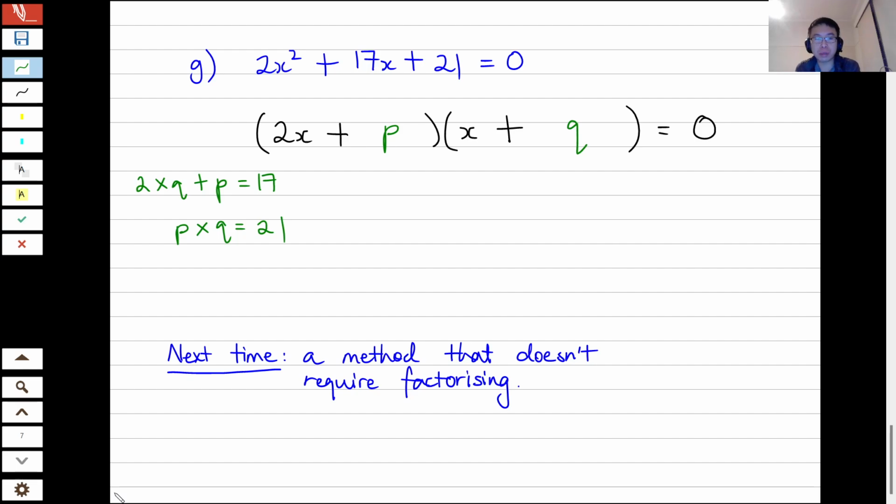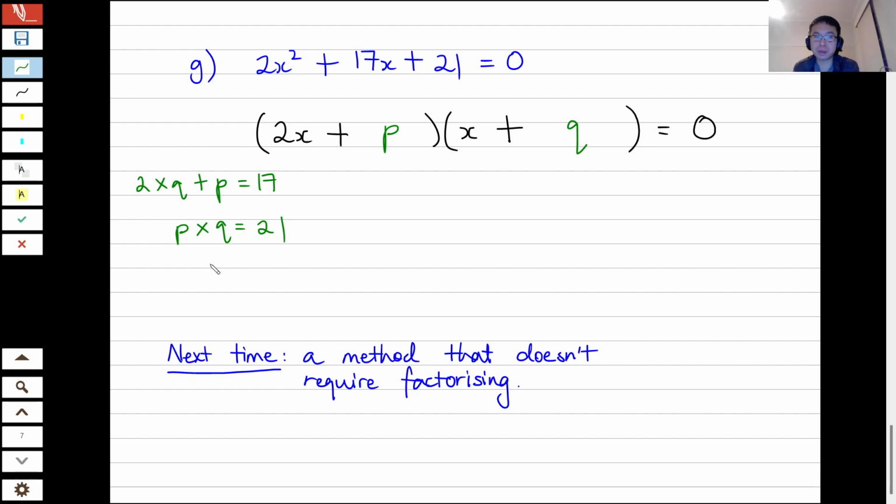There's only a few options to choose from. There's 1 and 21, and 3 and 7, and this time I have to consider, let me say, the order matters. So if I put p equals 3 and q equals 7, that will give me a different result to p equals 7 and q equals 3 because I've got this number 2 here on the left.